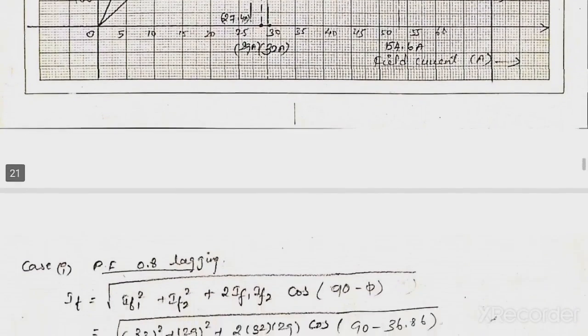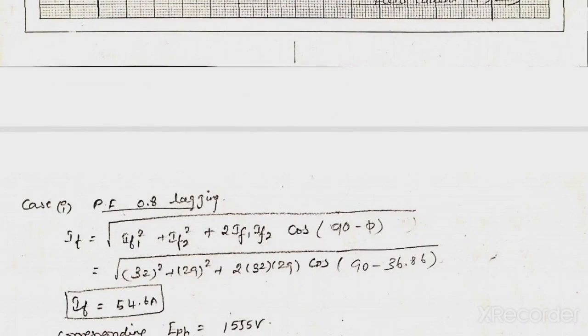IF1, IF2, so consider here. Then the phi value: we know the power factor cos phi is equal to 0.8. So phi is equal to 36.86. Substitute all the values, IF1, IF2, cos phi. So IF1 is 32 and IF2 is 29, square, into cos(90 minus 36.86). So finally we get the value of 54.6 amps.